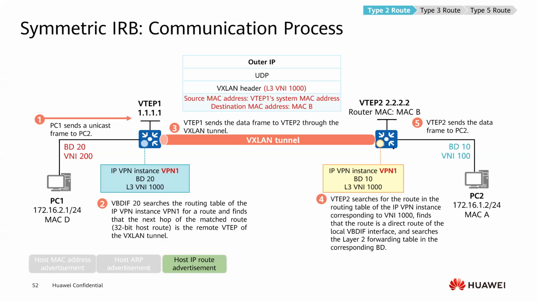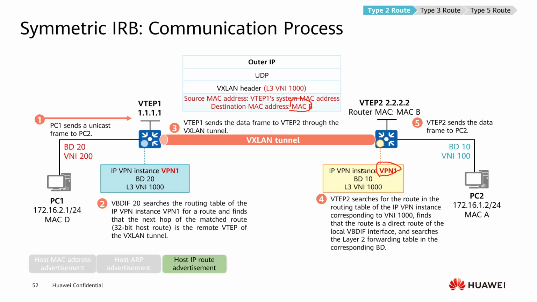After VTEP2 receives this packet, it will first check the level 3 VNI information and determine which VPN instance to forward this packet in. Then it will find it should forward this packet within the IP VPN instance VPN1, and try to find the corresponding routing table inside VPN instance 1. It finds that the destination MAC address is MAC B, which tells VTEP2 this packet is sent to it and it needs to do level 3 forwarding.